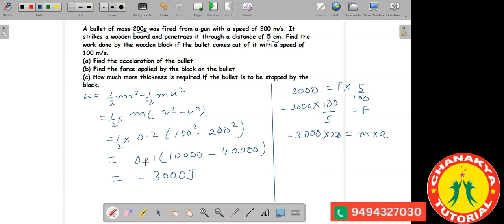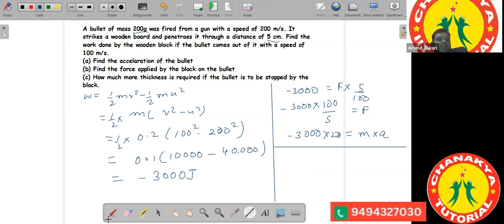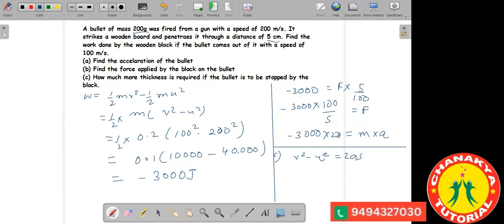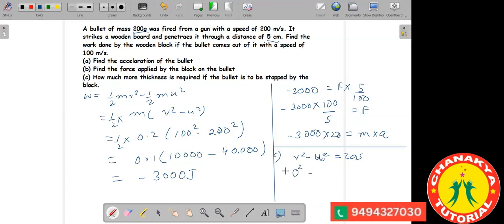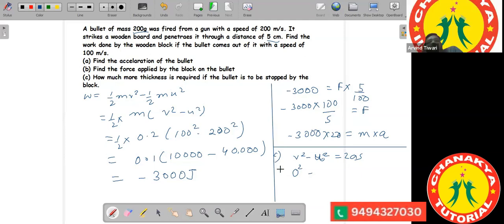Sir, we can use v squared minus u squared equals 2as, and then we can find distance because we have all the other values. Yes, we can use v squared minus u squared equals 2as. This one is for the last one, the C part. And we have to write v as 0 instead of 100. And what should be the initial velocity then? It'll be 200 only.